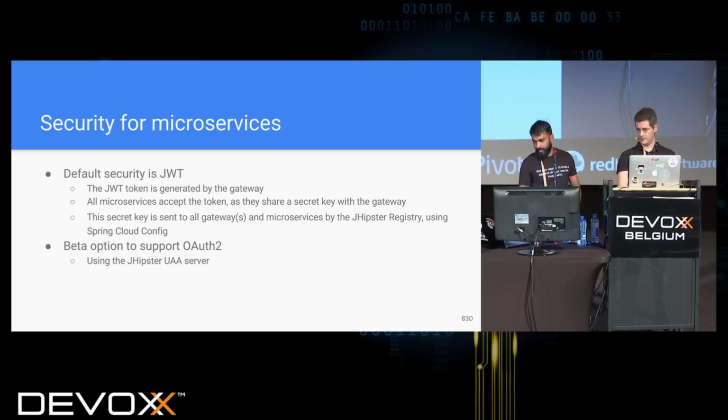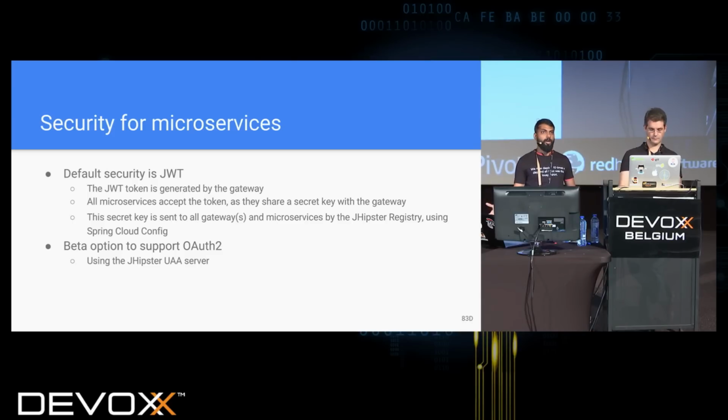For security, we have JWT as the default. The token is generated on the gateway. All microservices will accept the same token, and they share the same key with the gateway using a config server. The secret key is sent to all services and the gateway by the registry, again using the cloud config.